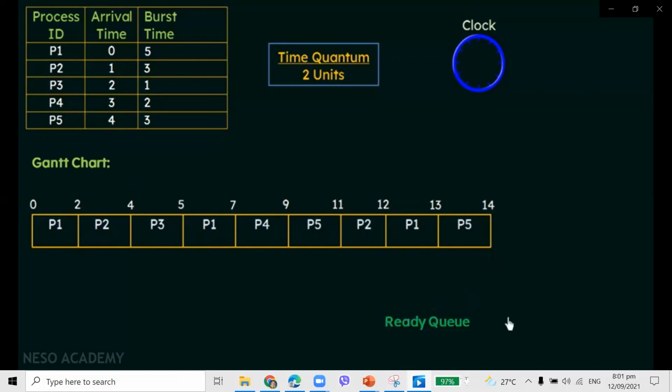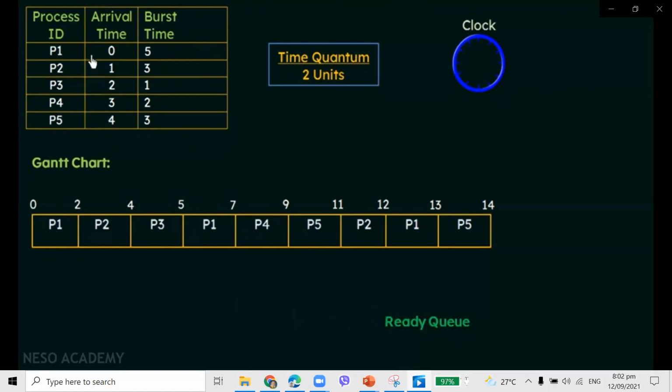We also have a ready queue here. In this ready queue, we will put the processes that are coming and waiting. Remember that the right hand side will represent the head of the queue, and the left hand side will be the tail of the queue. So when the first process arrives, it will be kept here, and when the second process arrives, it will be kept behind that, and when the third process arrives, it will be kept behind that, and so on. That is what we mean by the head and the tail of the queue. So let us see how all these things work.